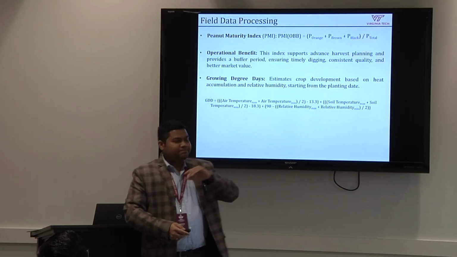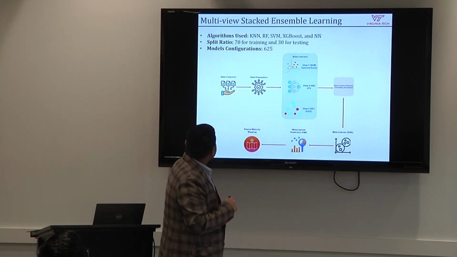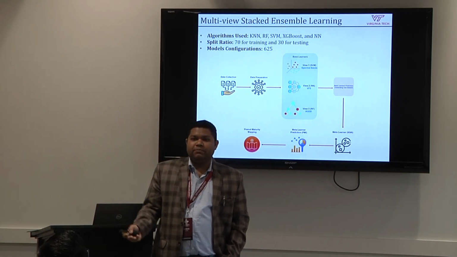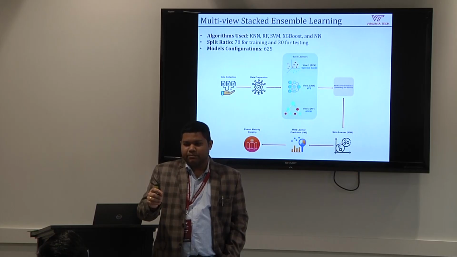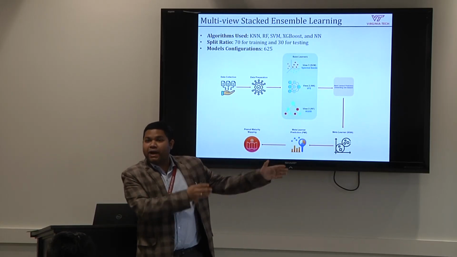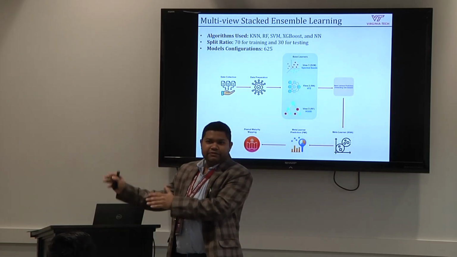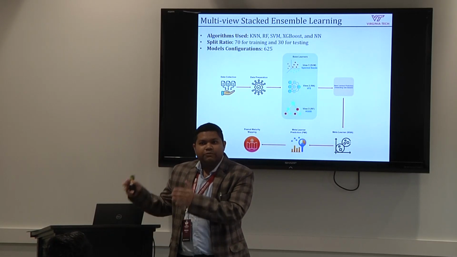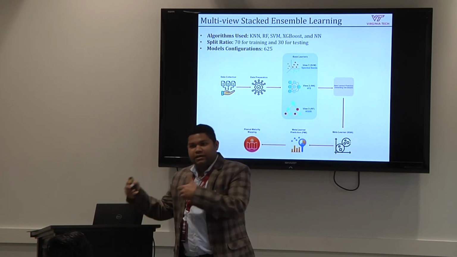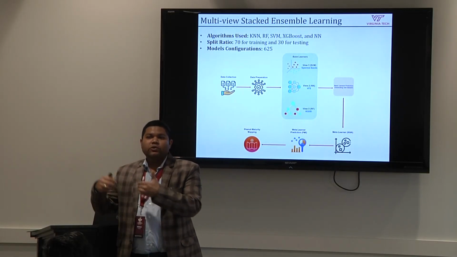So this is the architecture of multi-view stacked ensemble learning. Now, we grouped all of our variables, so let me just mention the variables. Our first variable category was raw reflectance bands coming from drone imagery: blue, green, red, red-edge, near infrared. The second category was vegetation indices: NDVI, SAVI, NDRE, and other indices. And the third group of variables was accumulated growing degree days.